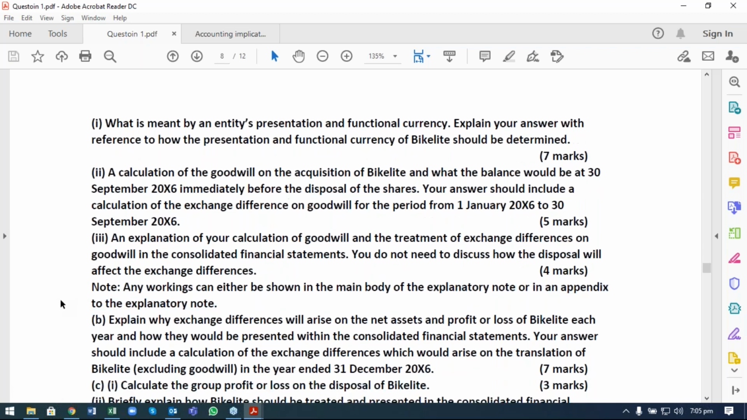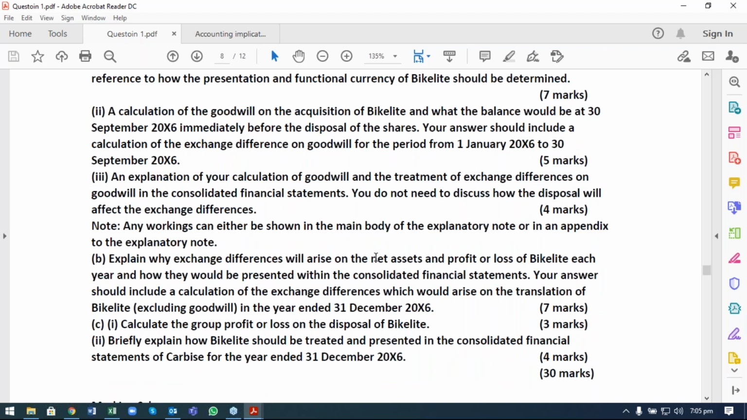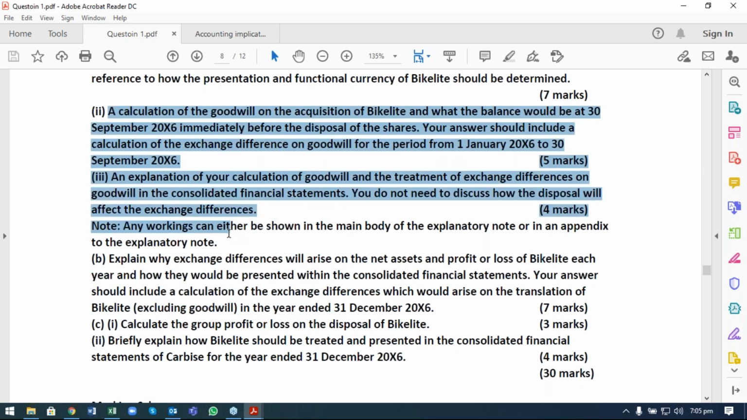Section B requires you to explain why exchange differences will arise on the net assets and profit or loss of Bakelite each year and how they would be presented within the consolidated financial statements. Your answer should include a calculation of the exchange differences which would arise on the translation of Bakelite excluding goodwill in the year ended 31st December 2006. You can see here the examiner has excluded the goodwill calculation because that was already asked within the 2nd and 3rd part of section A.